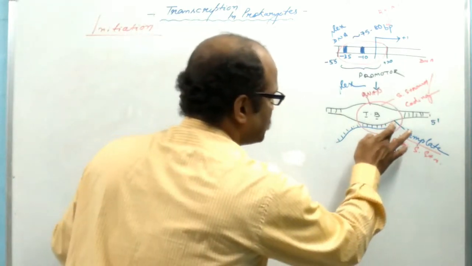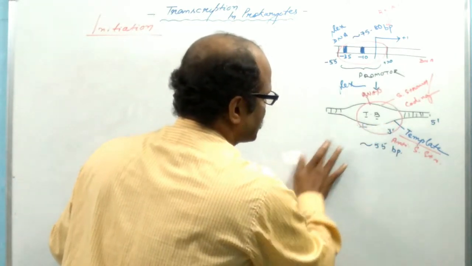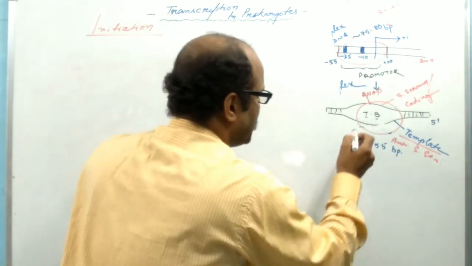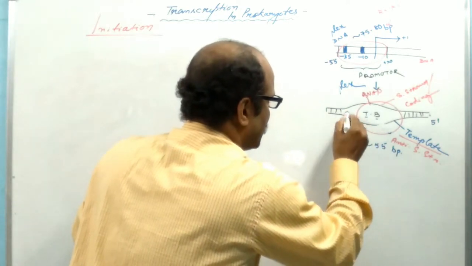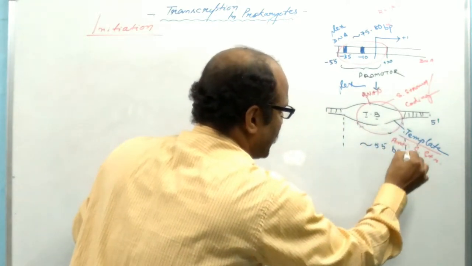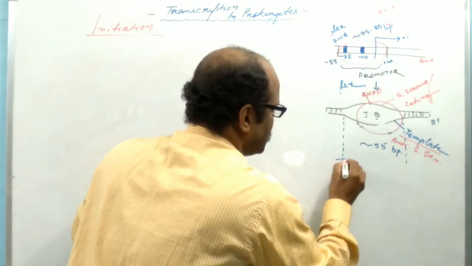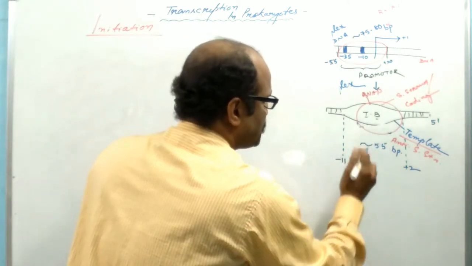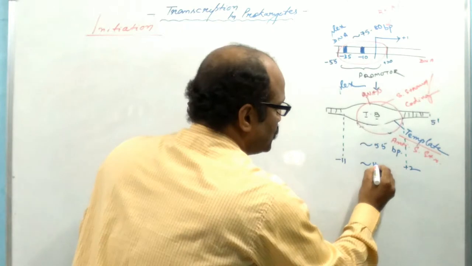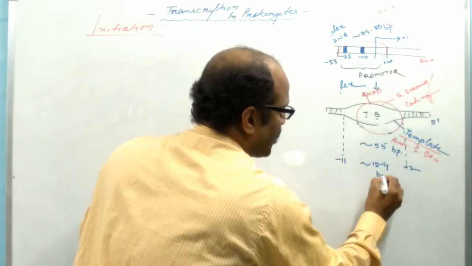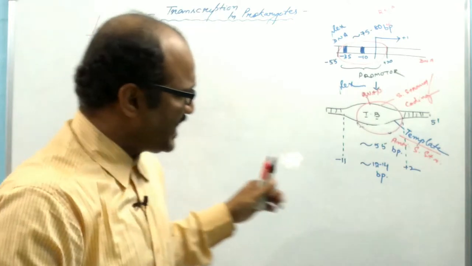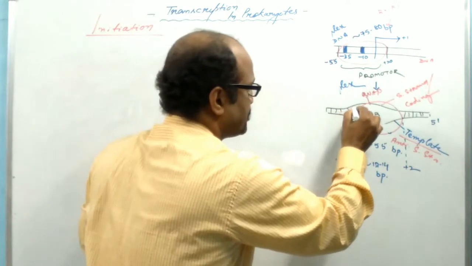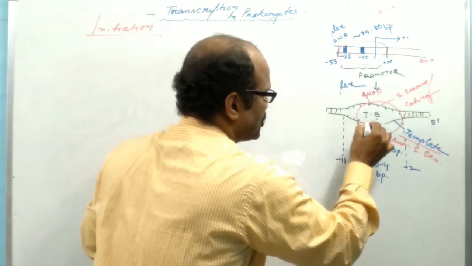Suppose that this is the transcription bubble. It takes place between the -11 to +2 region, and the transcription bubble opens up 12 to 14 base pairs. So the melting of 12 to 14 base pairs forms the transcription bubble.